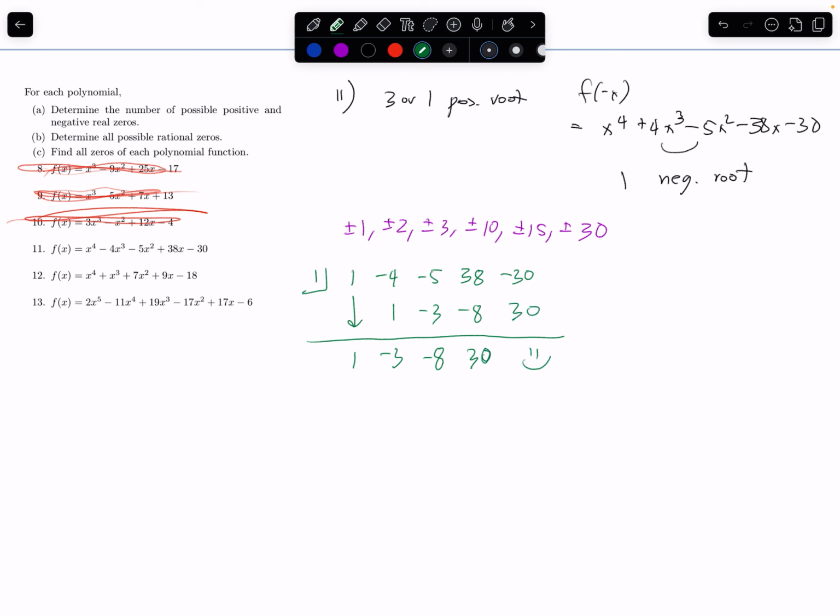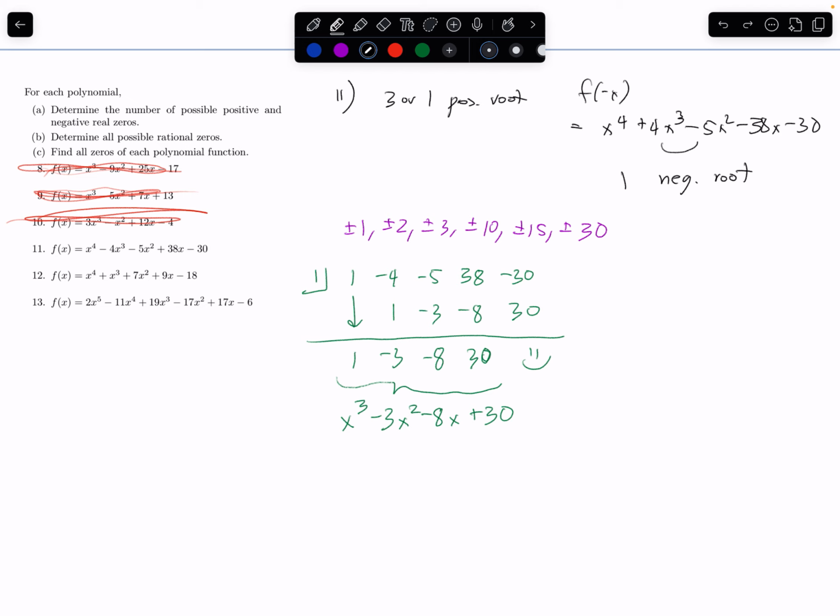Okay, so 1 was a root. That gives me x to the 3rd minus 3x squared minus 8x plus 30. So I still have the same options as before for my possible roots because I still got the 30 as the last term, 1 is the first coefficient. Now 1 is not an upper bound.